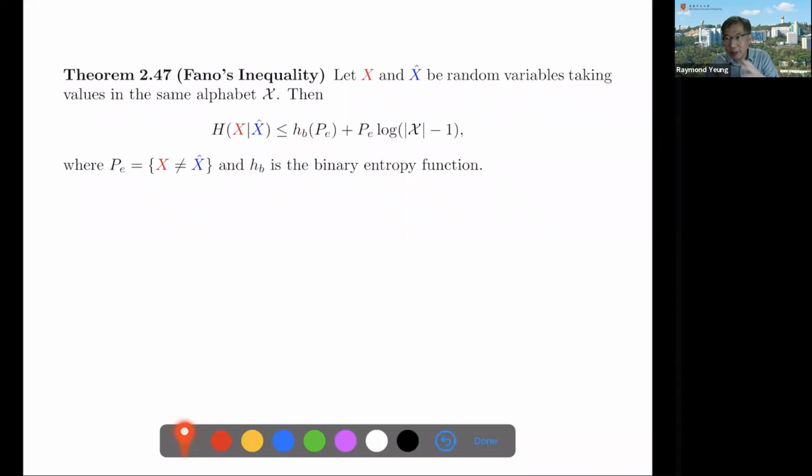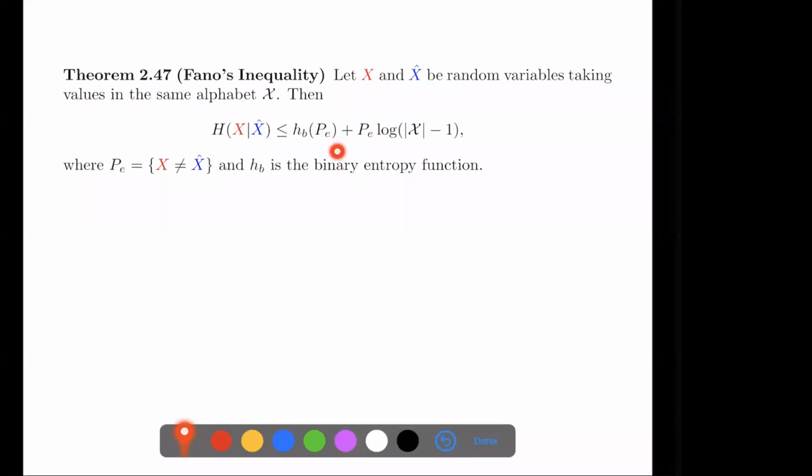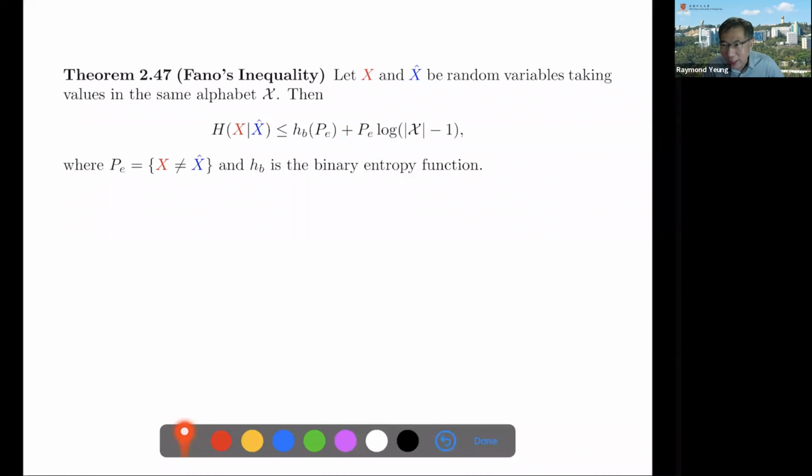Because with probability PE, I'll tell you that they're not the same. So for the first question, I remove some uncertainty for you. I tell you whether the two random variables are the same or not. Then in the next step, if I tell you that they are the same, then I don't need to tell you anything else. I have already removed all the uncertainty about X. Otherwise, in the next step, I tell you that X is not equal to X hat, so it must be one of the other values, and I tell you which one.